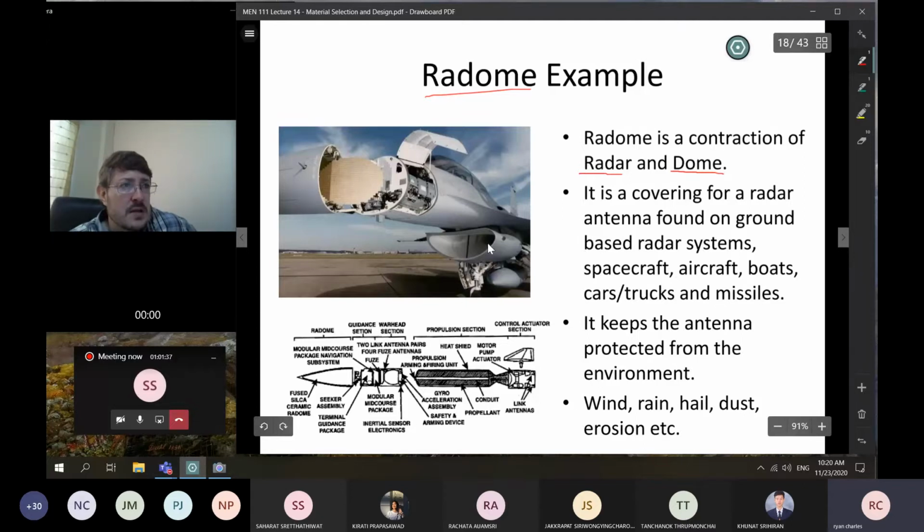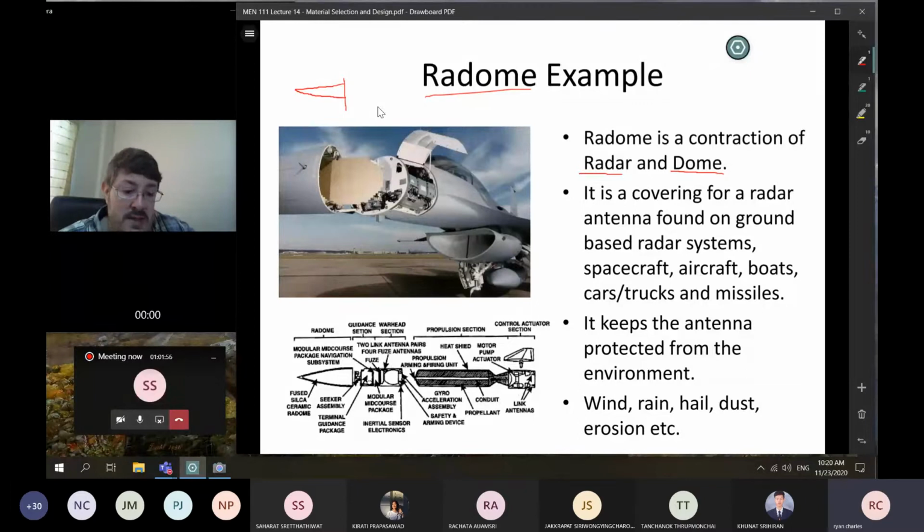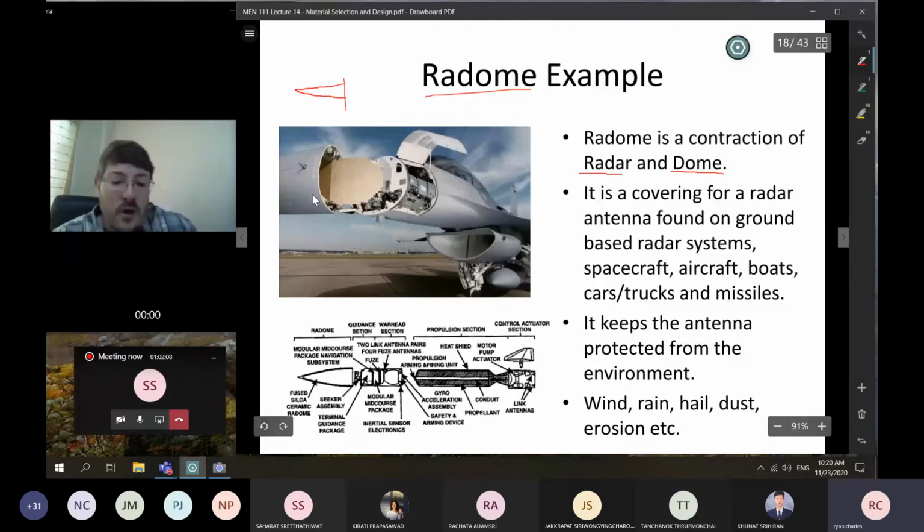So examples. This looks like an F-15 or an F-16. The nose, right? Fighter jets, they have these pointy noses on the front. They're there for two purposes. One is it's aerodynamic, because these things fly very, very fast. And two, it's protecting the radar assembly inside the nose. So you see this nose, it opens up. You can open up the nose on these things.